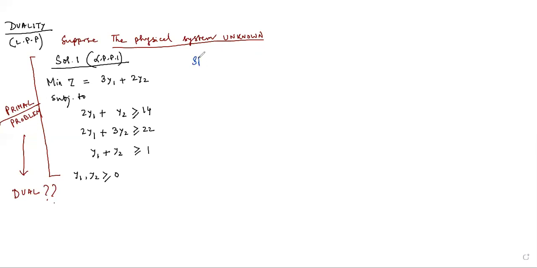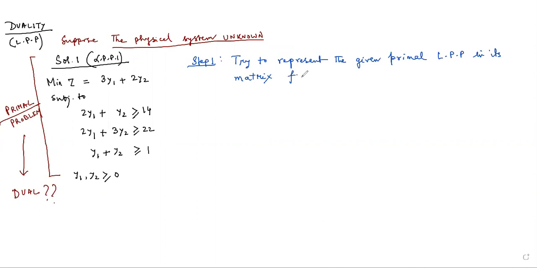Step number one is to try to represent the given primal LPP in its matrix form. So we can write the given LPP which is in front of you in the matrix form as follows. So I'm writing here matrix form.